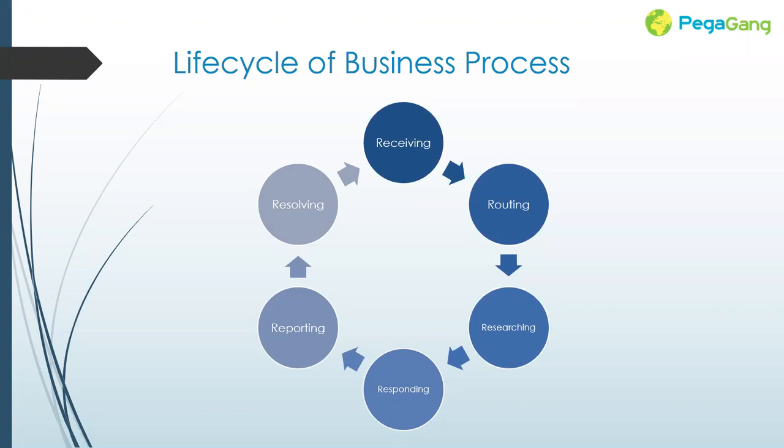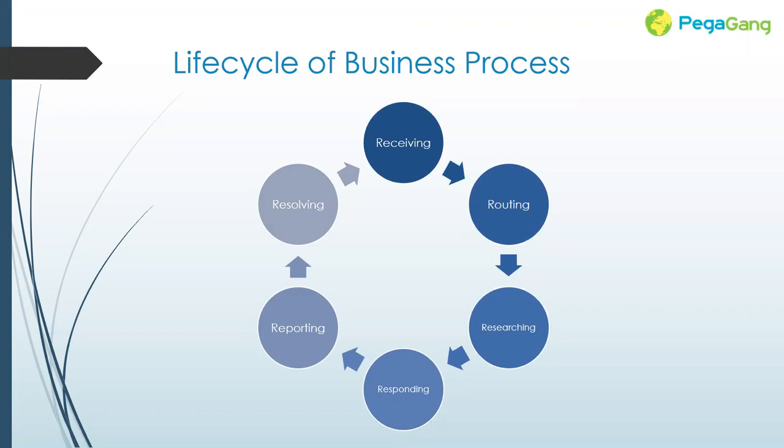Respond is accept or reject. If it is rejected, what are the steps? If it is accepted, what are the steps? That is known as responding. And then reporting. Reporting is like all the steps are recorded. That means agent A has received a request from customer X, and then it is routed to supervisor 1, and supervisor 1 has accepted or rejected. All these steps are recorded. That is nothing but reporting.